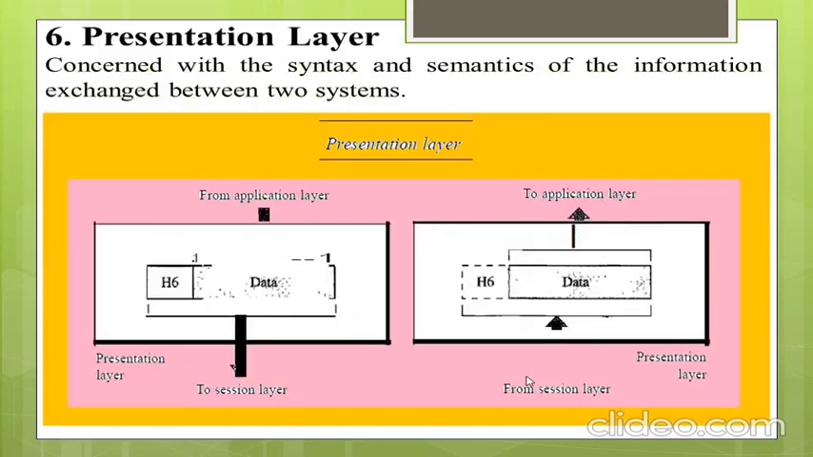So the next layer is the presentation layer. This is concerned with the syntax and semantics of the information exchanged between two systems. You can see the diagram of a presentation layer. The data comes from the application layer to the presentation layer. From there it goes to the session layer. This takes place at the transmitting end, while at the receiving end the data goes from the session layer to the presentation layer, and from there it goes to the application layer.